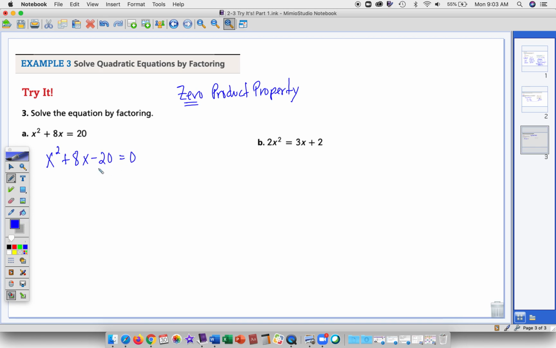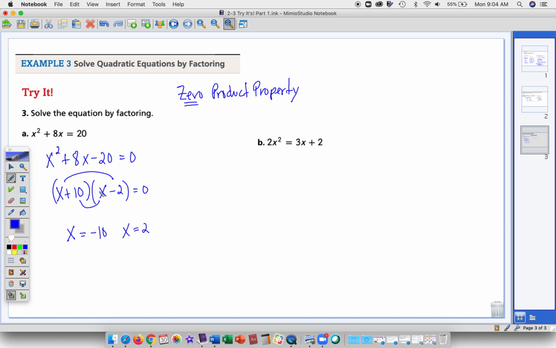Okay, so I'm looking for factors of negative 20 that will give me a positive 8. So that's going to be 10 and 2. So I want the 10 to be positive, and I want the 2 to be negative. Right, that gives me a positive 10 minus 2, which gives me the positive 8x. When I set each of these factors equal to 0, x plus 10 equal to 0 gives me x equal to negative 10, and x minus 2 equal to 0 gives me a positive 2.